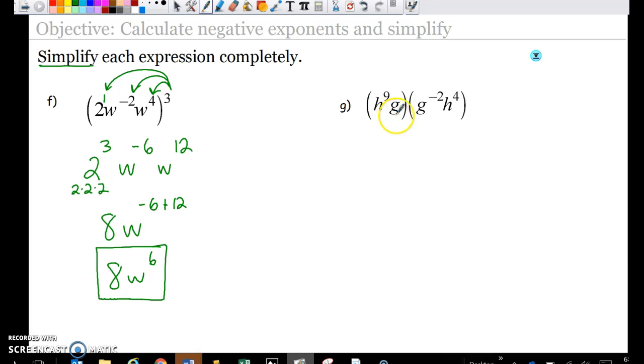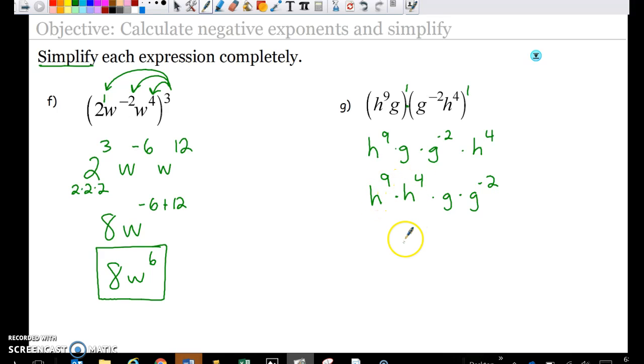Over here, I'm multiplying these two together. And notice that there's no exponent on the outside of these, so they stay the way they are. h to the 9th times g to the negative 2nd times h to the 4th. We want to multiply the same bases, so I'm going to rearrange everything so that the two bases that are alike are next to each other. So it's easier to see that I have h to the 9th times h to the 4th. That gives me h to the 13th power. g to the 1st times g to the negative 2nd would be g to the negative 1st.